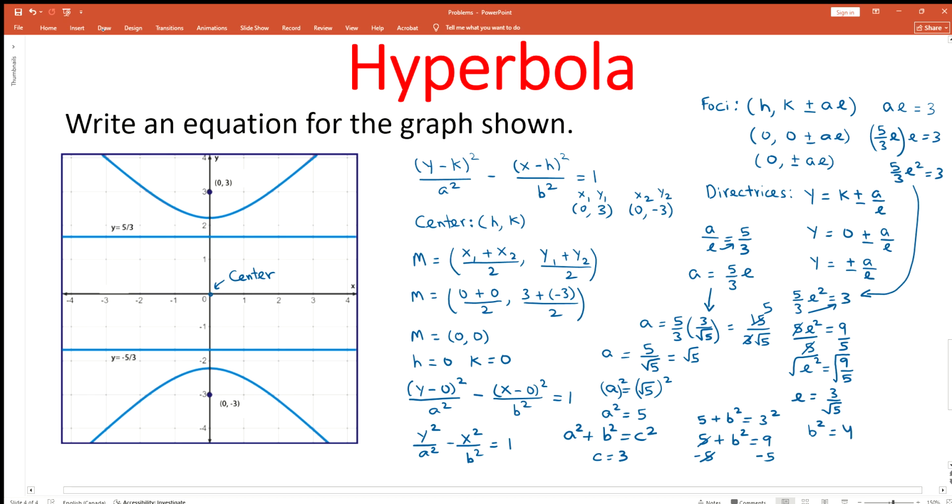So we can use the value of a squared and b squared to write the equation of this hyperbola. The equation is y squared over 5 minus x squared over 4 equals 1. This should be the final answer for this problem. So these are the steps you have to keep in mind to solve a problem like this one.